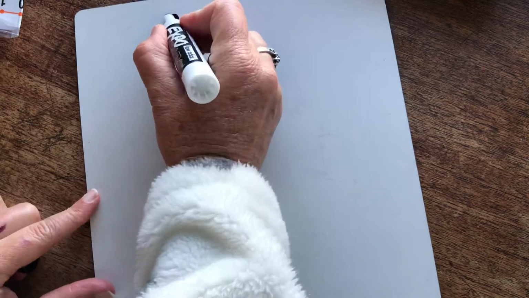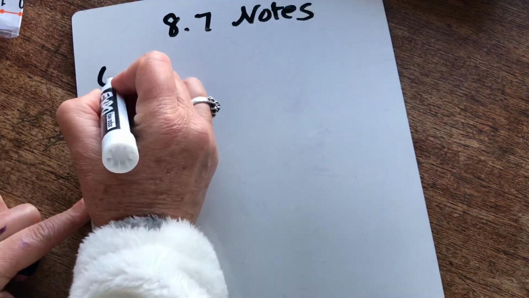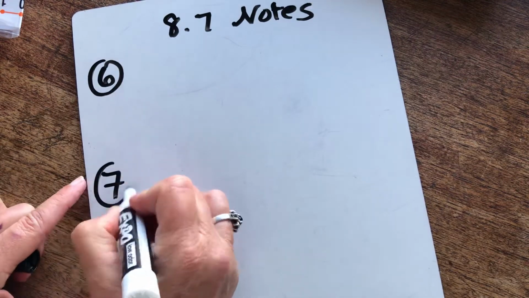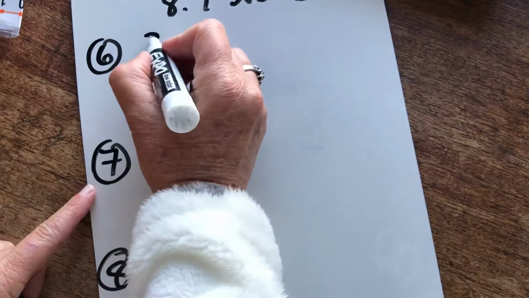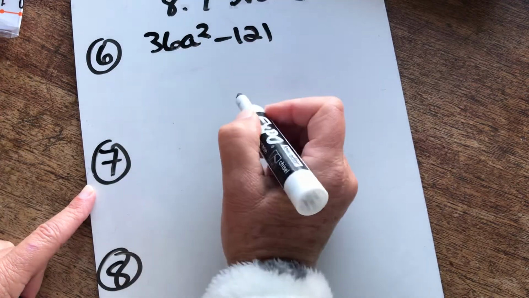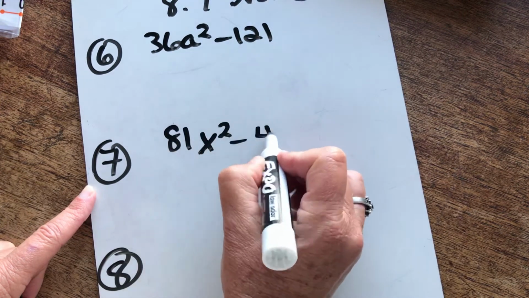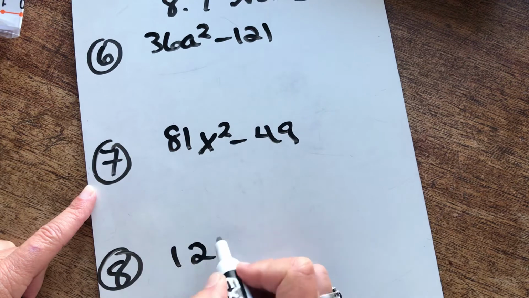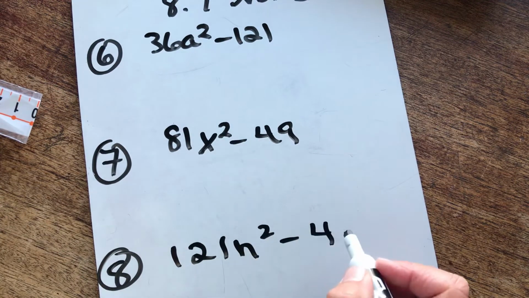Okay, so let's do question number 6. Here we go. And again, we're continuing with the 8-7 notes. So we're on 6, 7, and 8. 6 is 36a squared minus 121. 7 is 81x squared minus 49. And 8 is 121n squared minus 4.